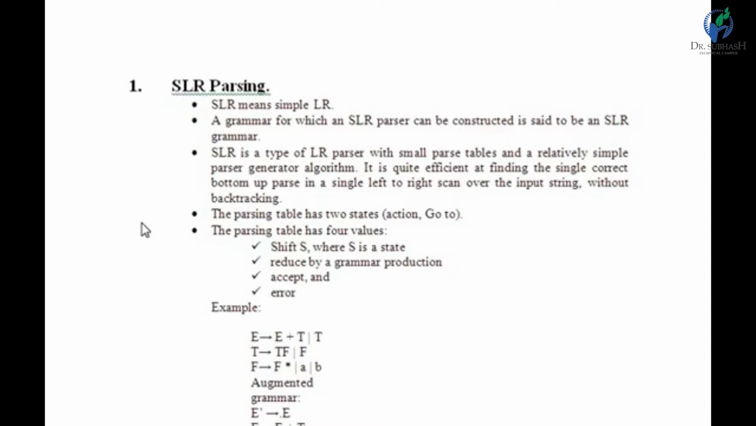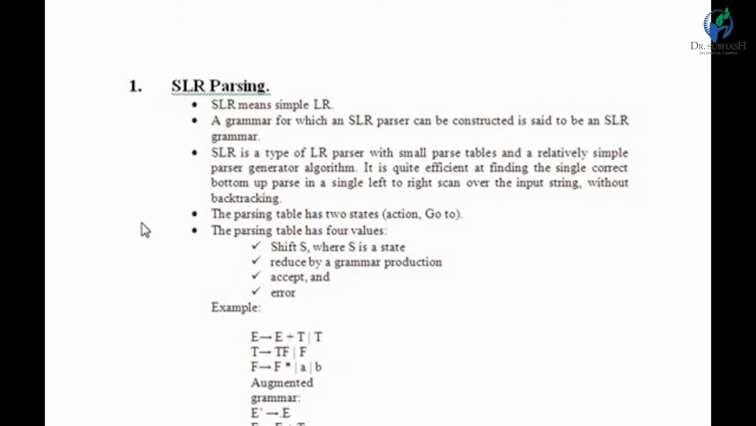So in LR(K), we must be able to recognize the occurrence of the right side of a production, having seen all of what is derived from that right side with K input symbols of lookahead. So in LR(0) or SLR parsing, it's a simple LR. A grammar for which an SLR parser can be constructed is said to be an SLR grammar.